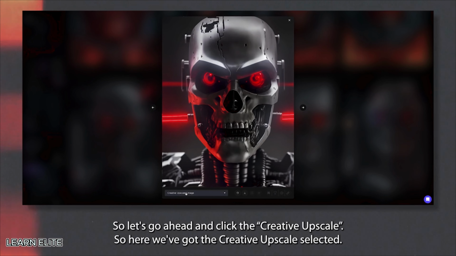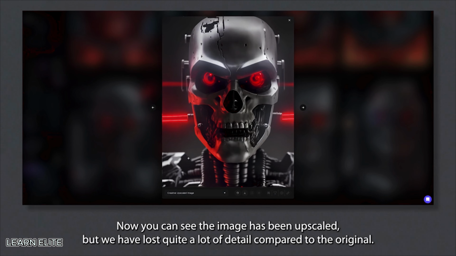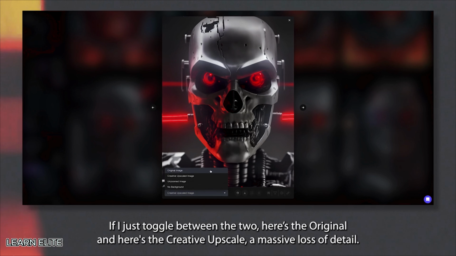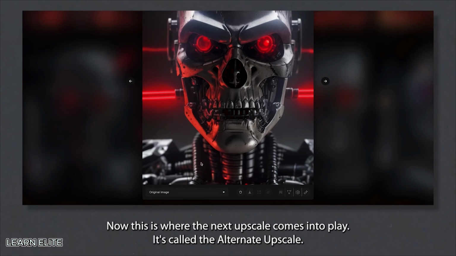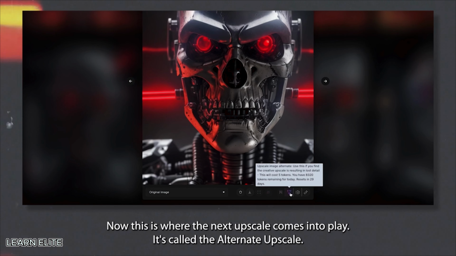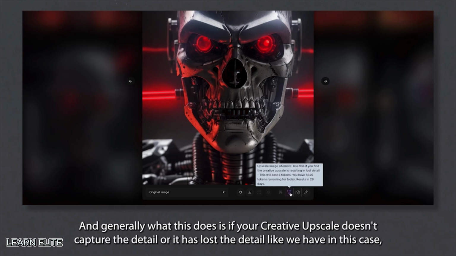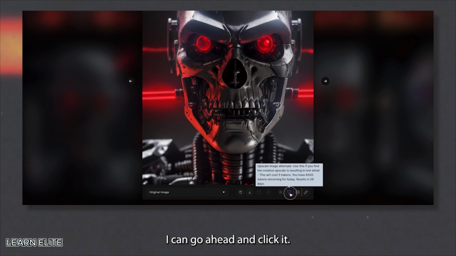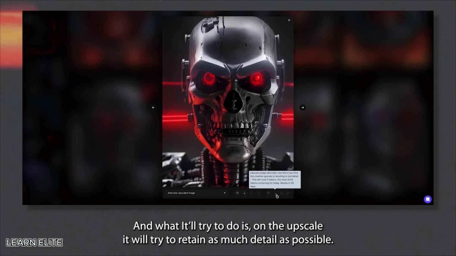So here we've got the Creative Upscale selected. Now you can see the image has been upscaled, but we have lost quite a lot of detail compared to the original. If I just toggle between the two, here's the original and here's the Creative Upscale. A massive loss of detail. Now this is where the next upscale comes into play. It's called the alternate upscale, and generally what this does is if your Creative Upscale doesn't capture the detail or it has lost the detail like we have in this case, I can go ahead and click it, and what I will try to do is on the upscale, it will try to retain as much detail as possible.